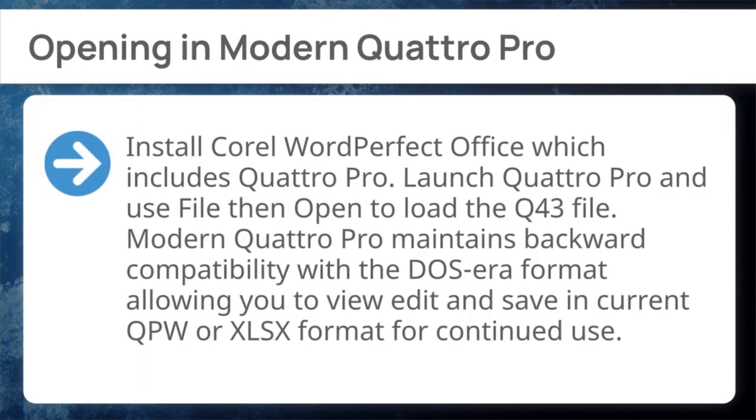Install Corel WordPerfect Office, which includes Quattro Pro. Launch Quattro Pro and use File then Open to load the Q43 file. Modern Quattro Pro maintains backward compatibility with the DOS-era format, allowing you to view, edit, and save in current QPW or XLSX format for continued use.